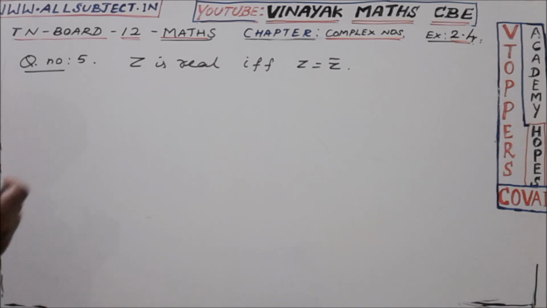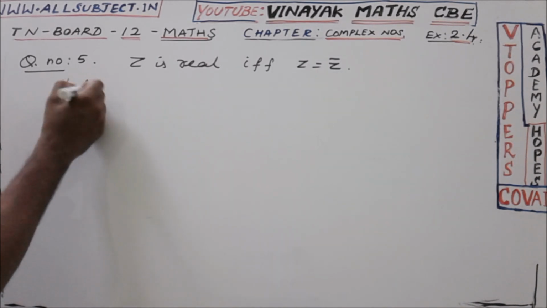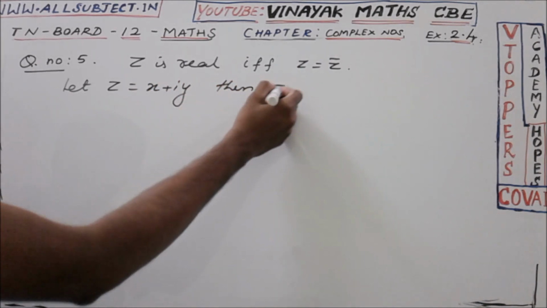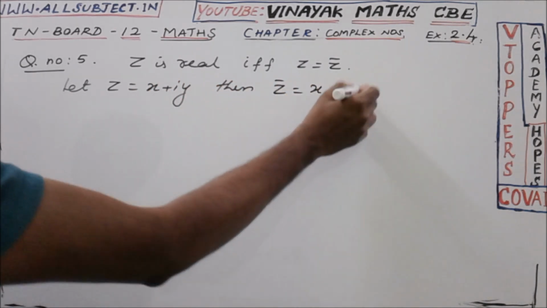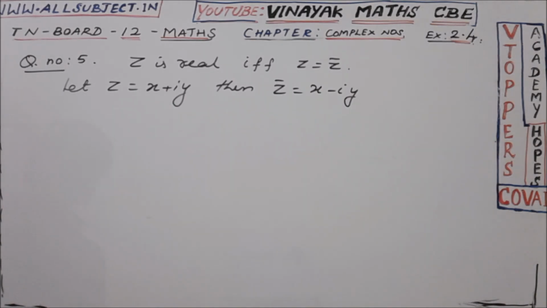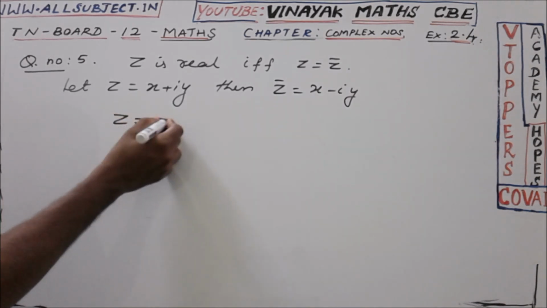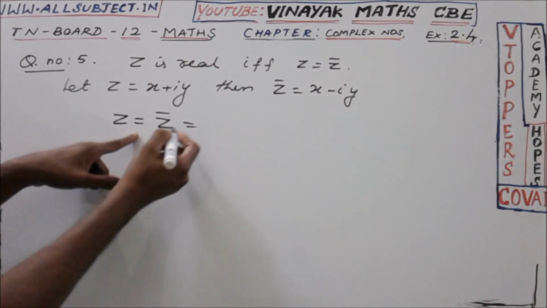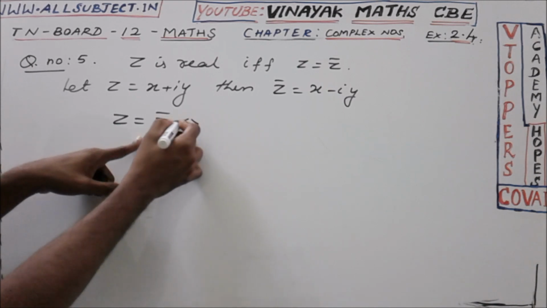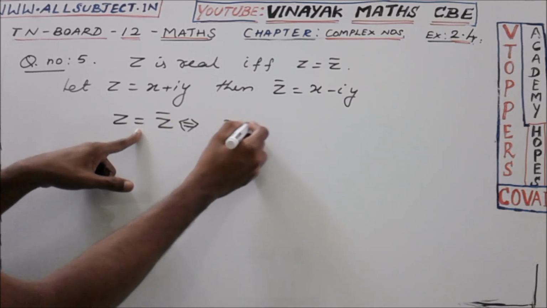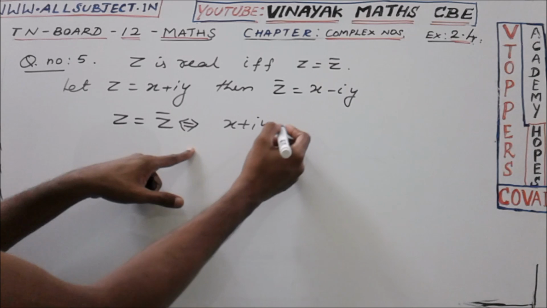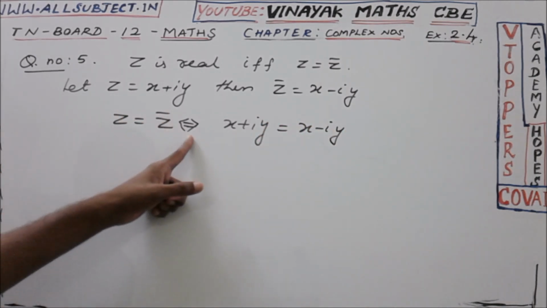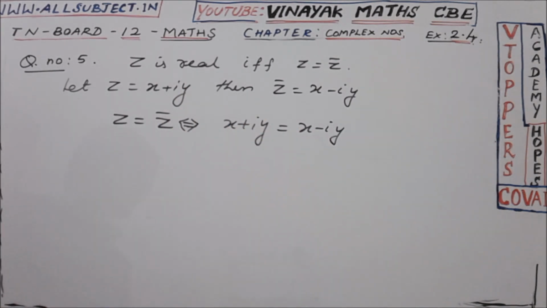So now we take a complex number z, let z equal to x plus iy. Then its conjugate z bar equal to x minus iy. So now z equal to z bar implies it is a real number. Z equal to z bar is given, which implies z equal to x plus iy, and z bar equal to x minus iy. Z equal to z bar if and only if x plus iy equal to x minus iy.